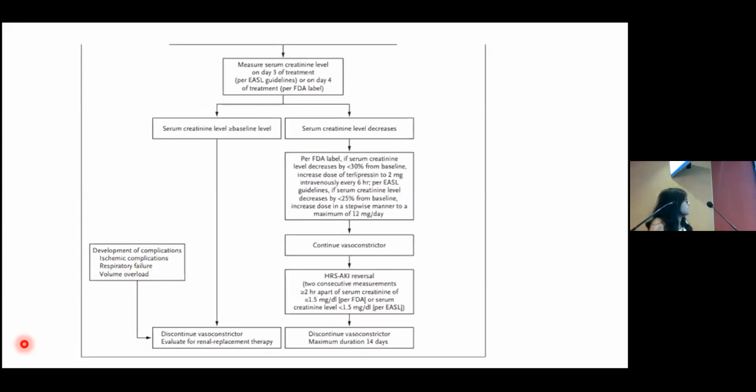If the serum creatinine is still more than the baseline, then you have to discontinue the vasoconstrictor. Or if the patient develops complications due to vasoconstrictors, again you have to discontinue the vasoconstrictor. The complications include ischemic complications, respiratory failure, and volume overload.